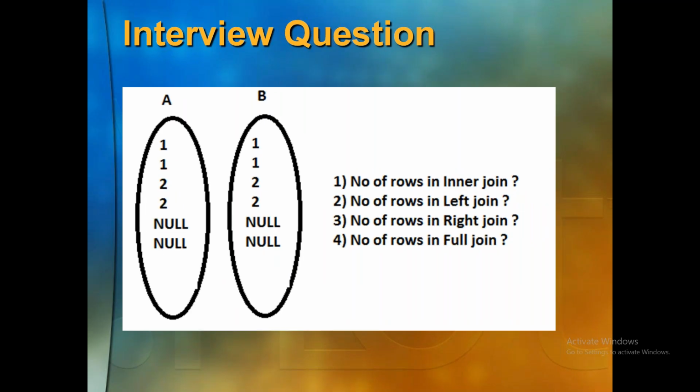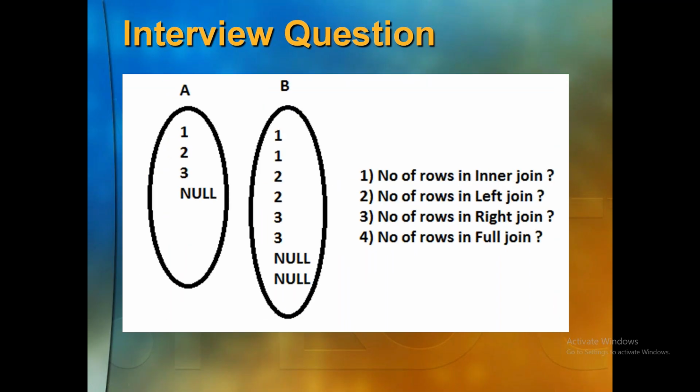Let me give you one more question. I have 1, 1, 2, 2, null, null in both tables. So tell me the number of rows in inner join, left join, right join, and full join. You tell me these two questions tomorrow. Send me your answers by tomorrow.